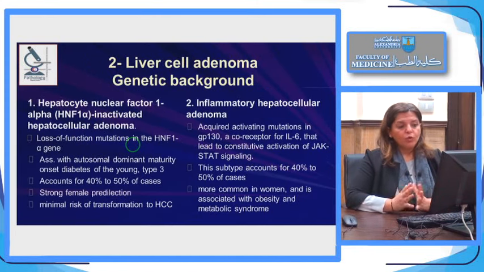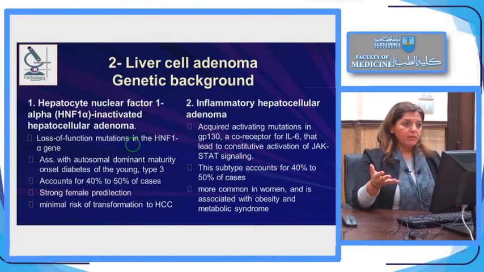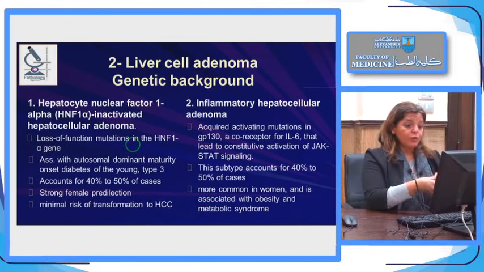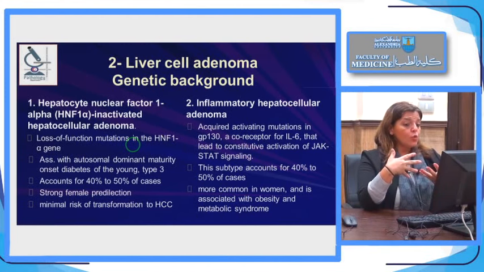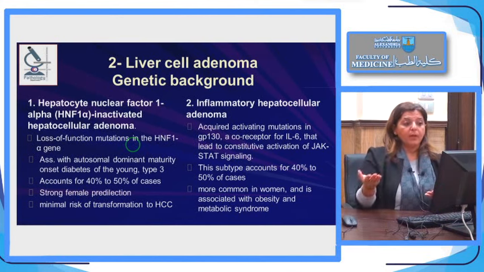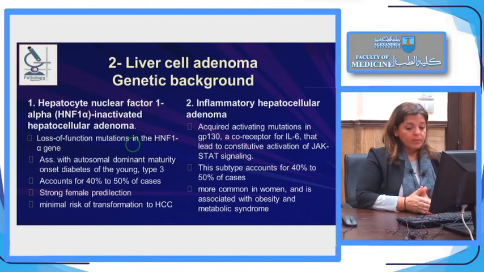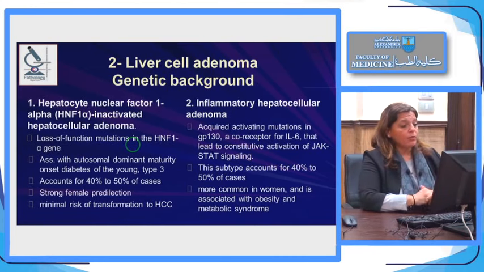What we're going to talk about here in the adenoma is the genetic background. It's important to differentiate the adenoma based on the genetics. Here we use genetic testing to identify the genes involved in the adenoma in order to predict the likelihood of it transforming into a hepatocellular carcinoma. So the most important things about adenomas that you need to know: first, it's a benign tumor. Second, it is highly associated with oral contraceptive pills. Third is the genetic background of this adenoma.